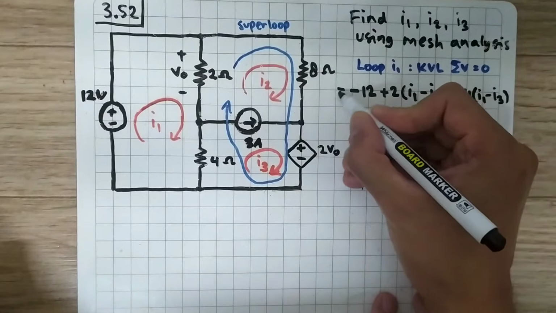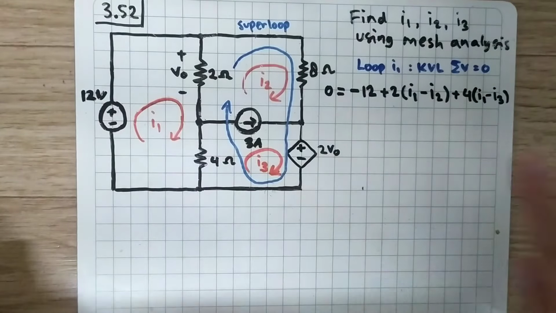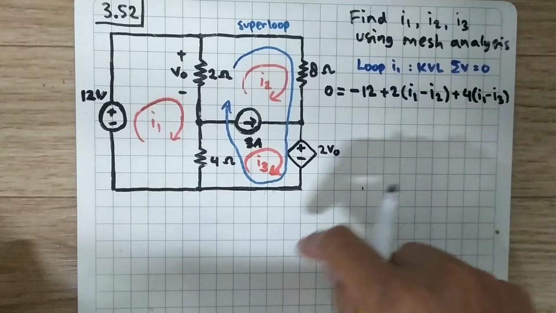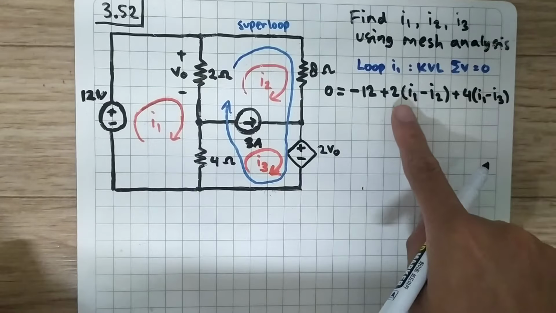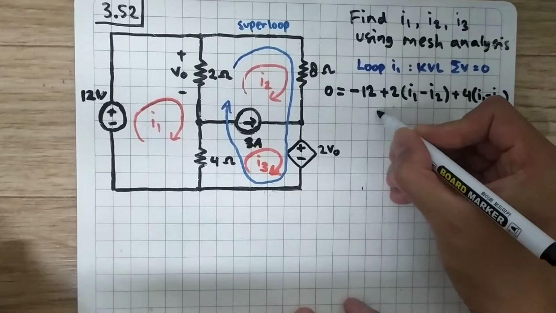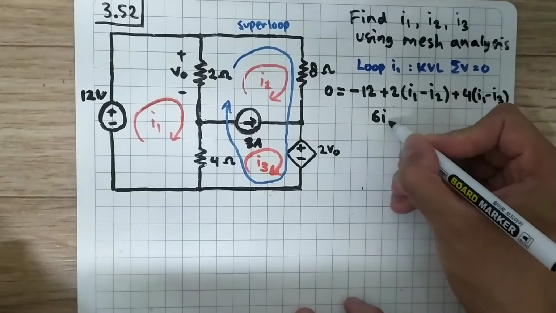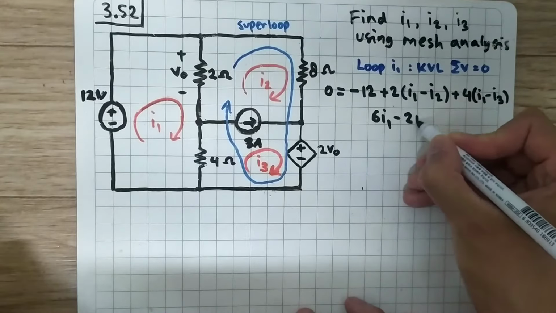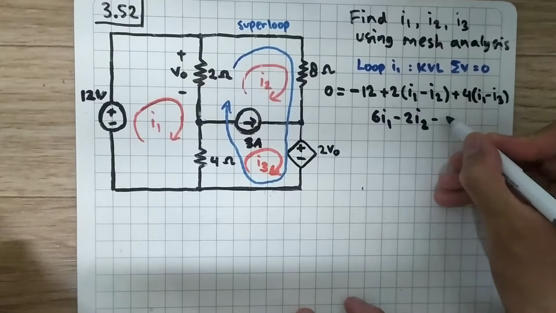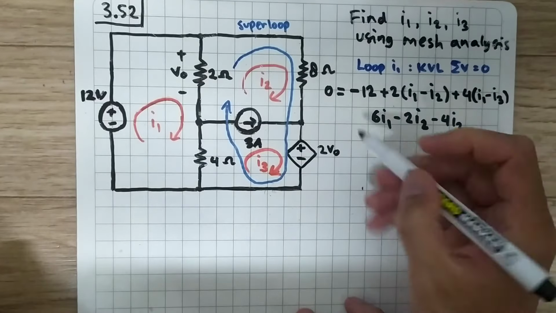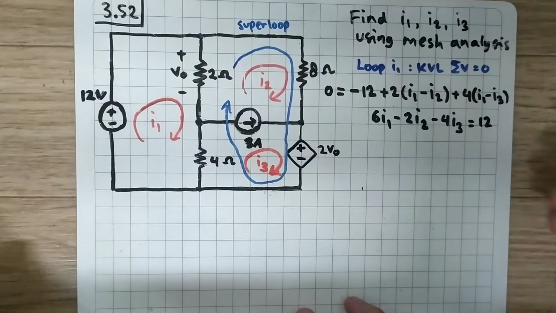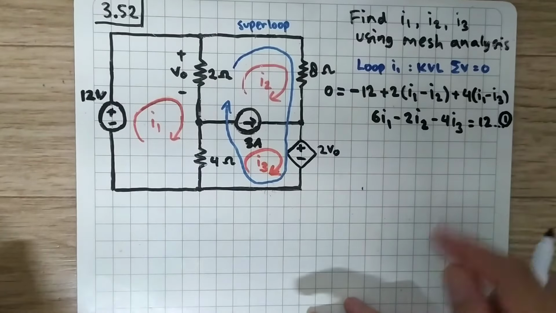Not enough space, so I will write the equals sign here. So here we do some algebra to simplify this. 2I1 plus 4I1 becomes 6I1. And here we have minus 2I2, and we have minus 4I3, and we move this minus 12 over, so it becomes 12. And let's save this as equation number 1. Okay, we have our first equation.